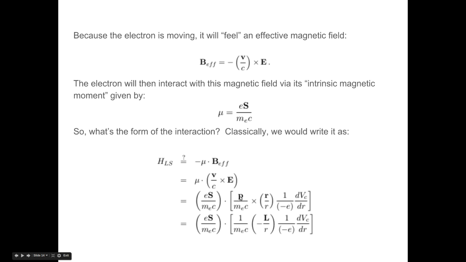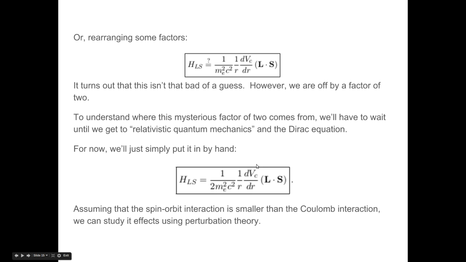All right, but then you see, oh wait, P cross R, or R cross P with a minus sign, that's the orbital angular momentum, right? And so what I have are a bunch of constants, a derivative on this Coulomb potential piece, which is a scalar, and the dot product between the spin and the orbital angular momentum. And so that's where the term spin orbit interaction comes from, right?